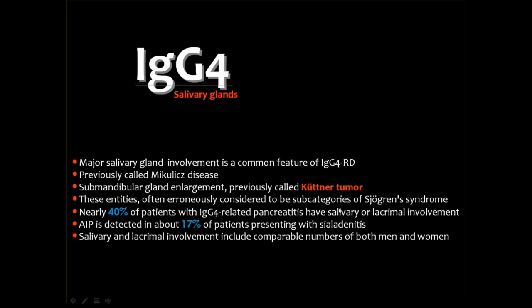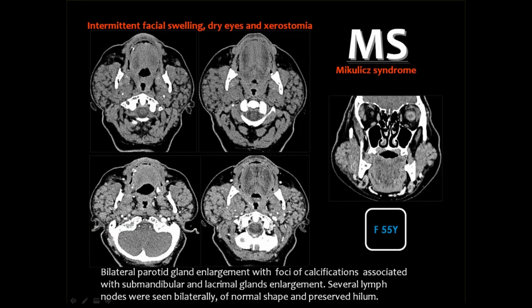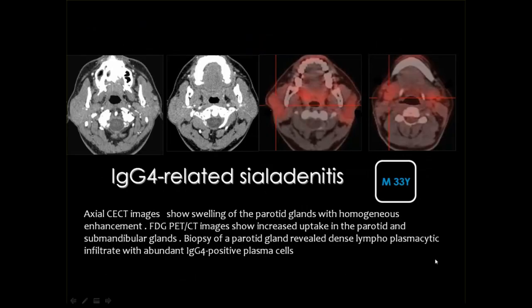The lesions will result in enlargement of the affected gland with significant post-contrast enhancement. And autoimmune pancreatitis is detected in about 17% of patients with sialadenitis. Then this is an example. You see that both parotid glands are significantly enlarged and they enhance after injection of contrast material.